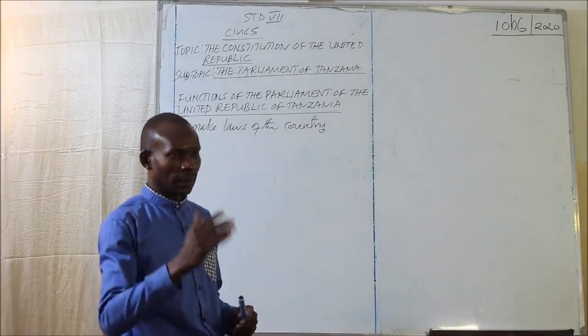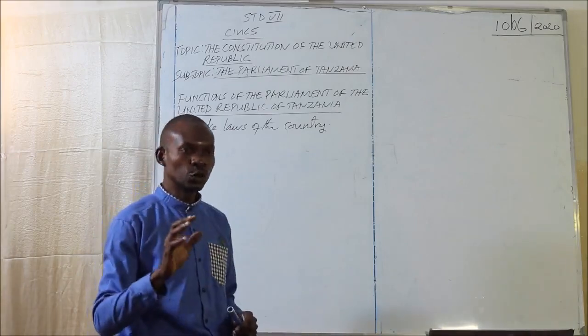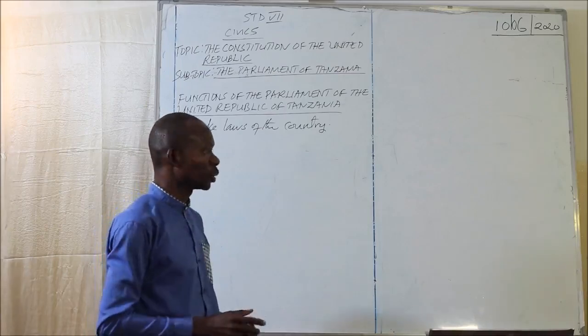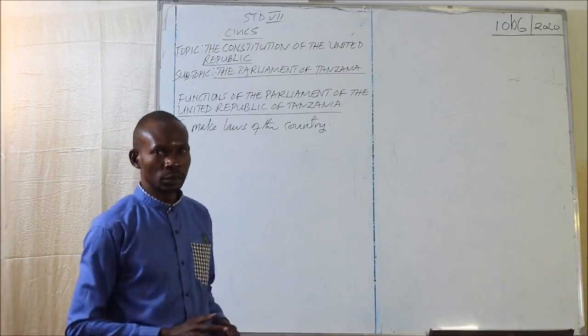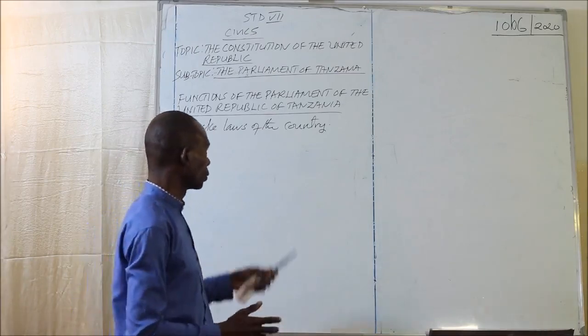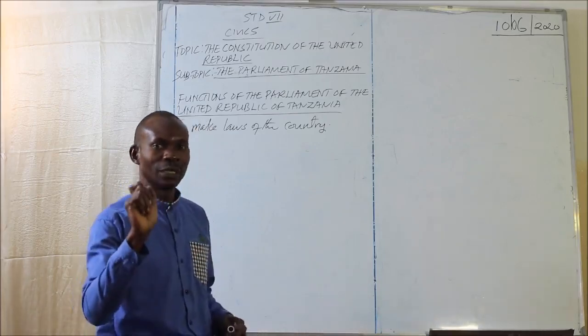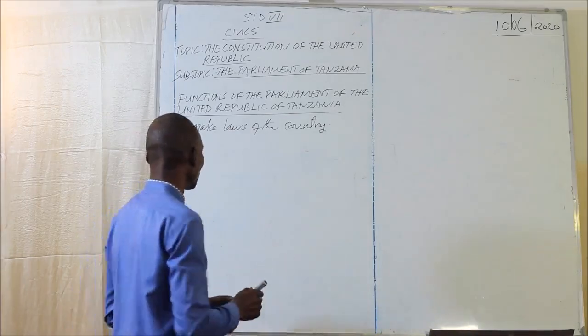And apart from the constitution, we have different laws made by the Parliament of the United Republic, so as to enable everything to move smoothly in accordance with the Constitution of the United Republic. Remember, any law that is enacted by the Parliament must be constitutional, you see. So that is number 1.